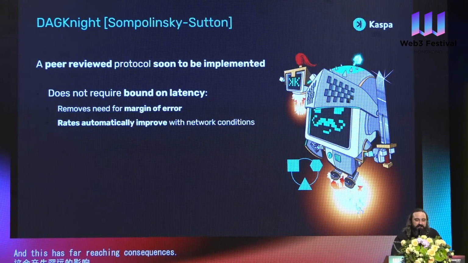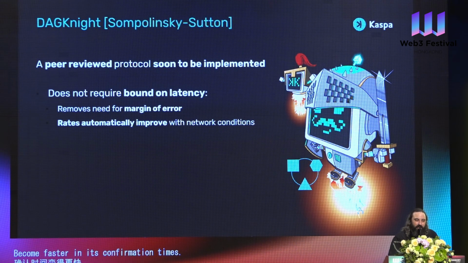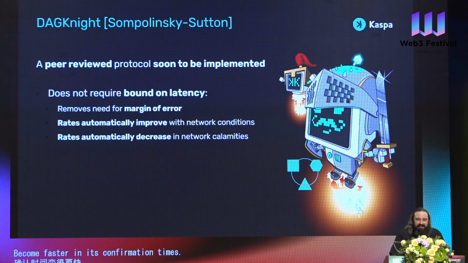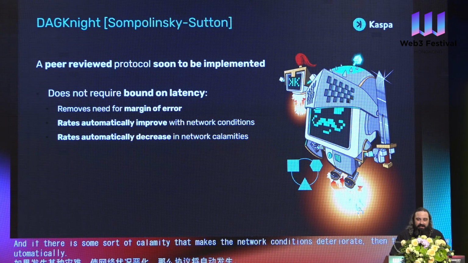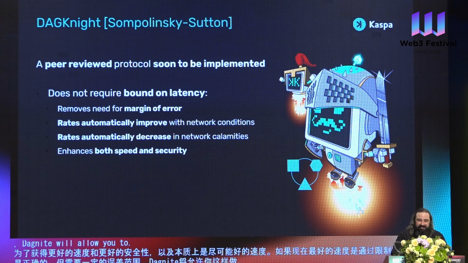And if the network improves, the protocol will automatically become faster in its confirmation times to accommodate the better network conditions. And if there is some sort of calamity that makes the network conditions deteriorate, then the protocol will automatically slow itself down to remain secure. And this will allow us to get better speed and better security, and essentially the best speed possible. If right now the best speed possible is by taking a bound on the network latency, which is almost always true but needs a margin of error, DAGNITE will allow you to remove this bound completely and be as fast as the network actually is, not as the best bound you can feel comfortable with.